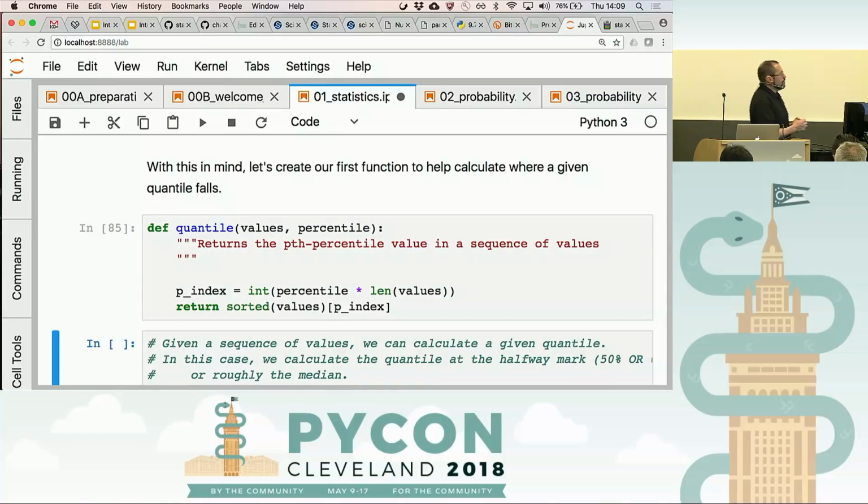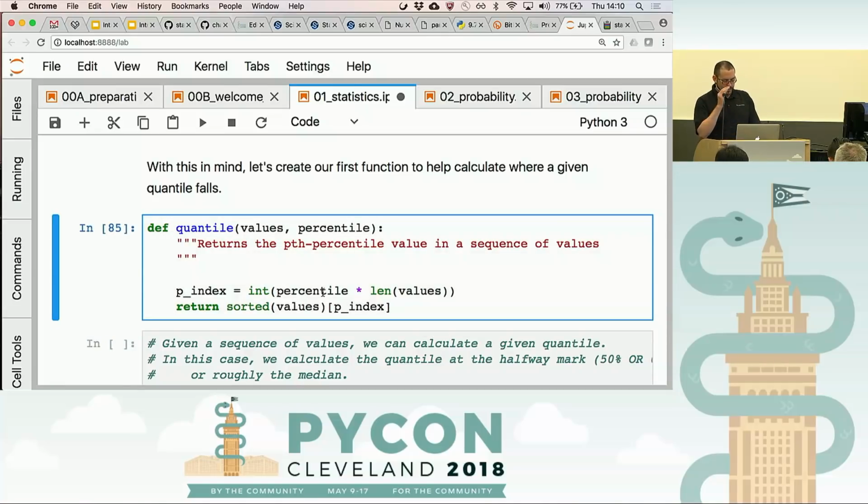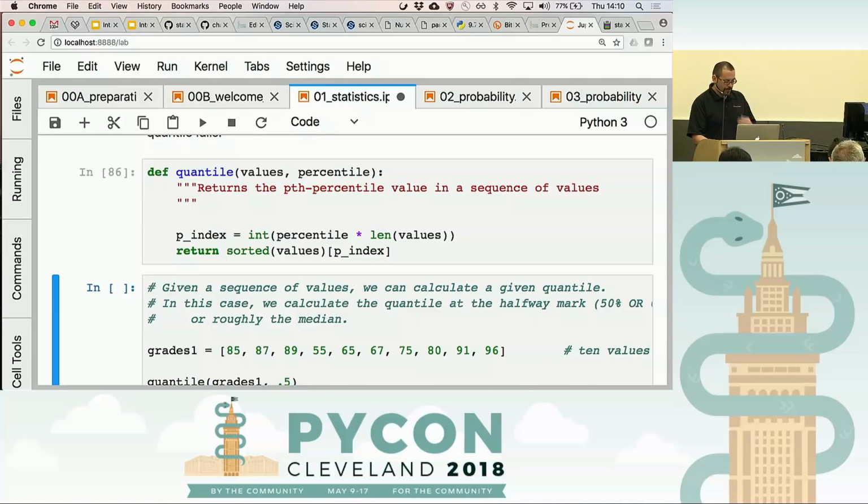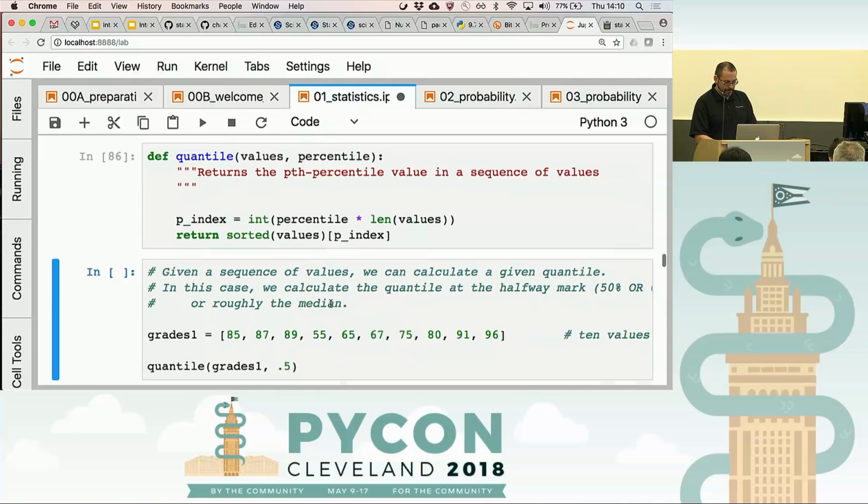So I make this very simple function. Give it a handful of values, and tell it where you'd like your quantile to break. And it will then figure out, in a list or sequence of values, where that falls. What is the index of that point? And then it allows you to get back a value from your list or your sequence. Again, this is not robust code. Do not ever qualify this or use this in production. But it's good enough for what we need to do here.